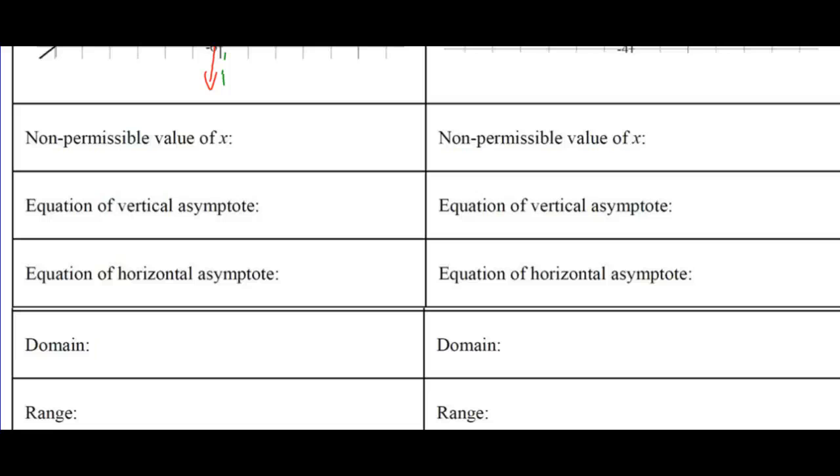What's the non-permissible value of x? Non-permissible value of x is that x equals 0. If we do that as a restriction, what would the restriction be? X cannot equal 0. So the non-permissible value, we say x equals 0. It's almost a way of saying, what's the equation of the asymptote? It's x equals 0. If you're doing domain, it's x cannot equal 0, right? I can have any x value I want except 0.